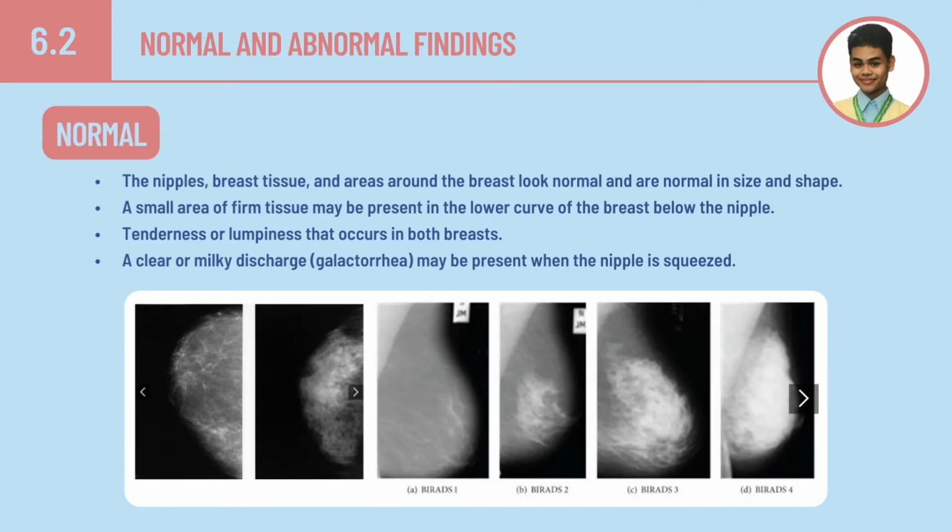6.2, the normal and abnormal findings in the breast and the lymphatic system. The normal findings: the nipple, breast tissue, and areas around the breast look normal and are normal in size and shape. A small area of firm tissue may be present in the lower curve of the breast below the nipple. Tenderness or lumpiness may occur in both breasts. A clear or milky discharge such as galactorrhea may be present from the nipple when squeezed.